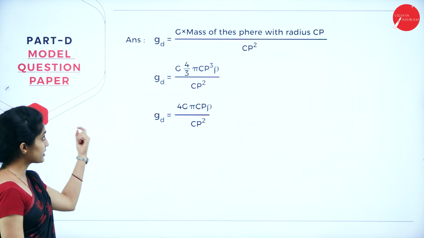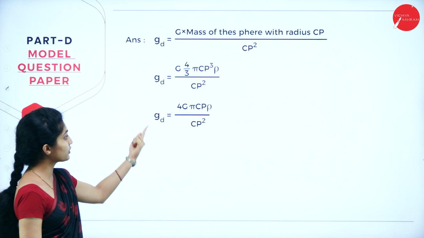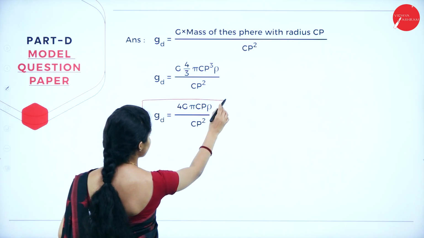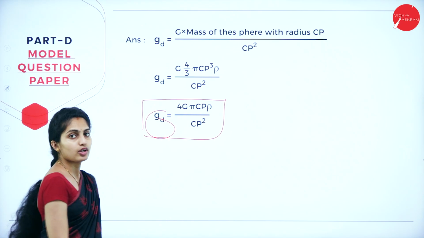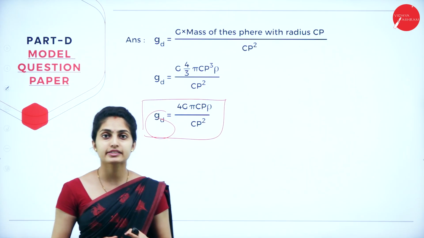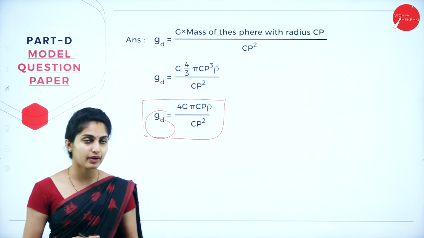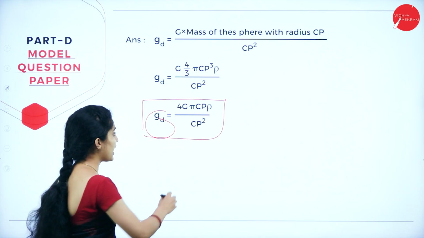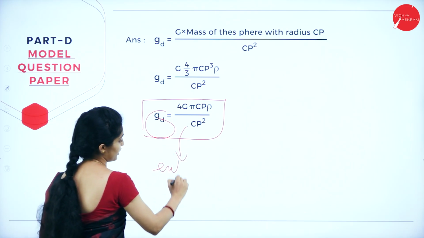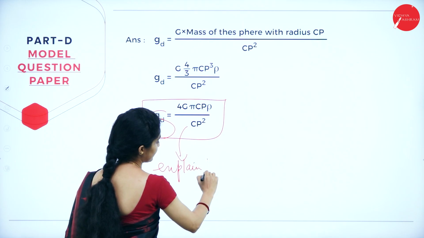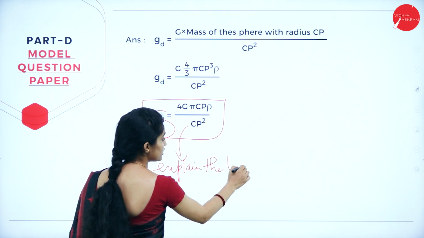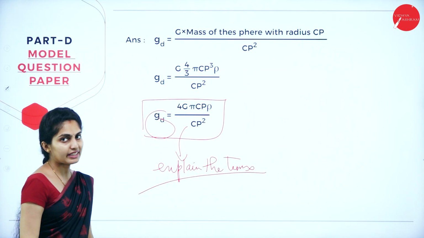Like again, the same answer is continued over here. So this will be the final expression where you will be giving the depth. Okay, at the depth, what is the acceleration due to gravity, which is denoted by g_d, and this will be the formula, and explain each and every term here. Explain the terms. Okay, this overall consists of 5 marks.